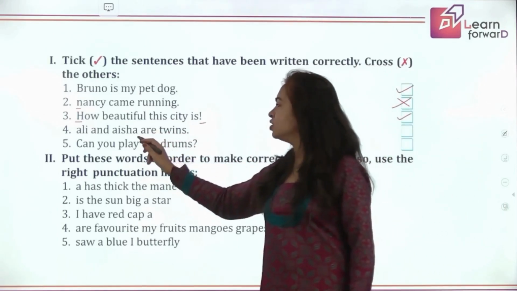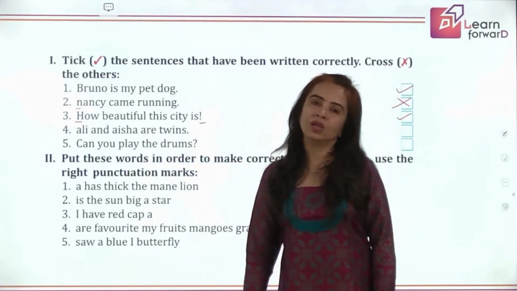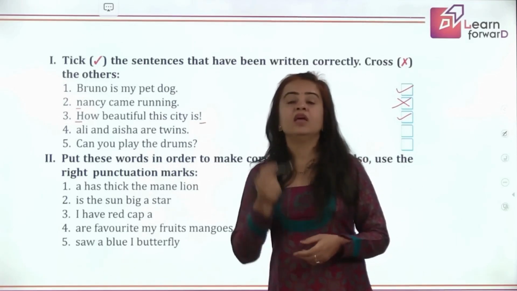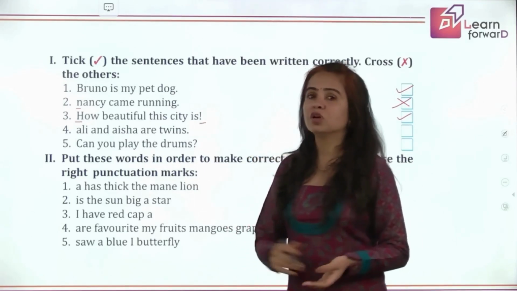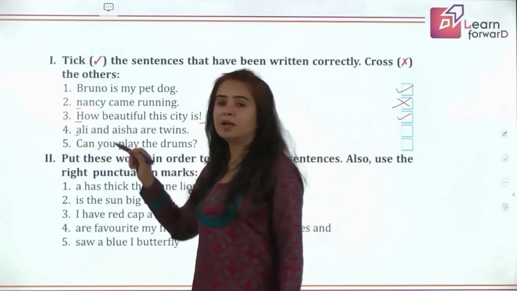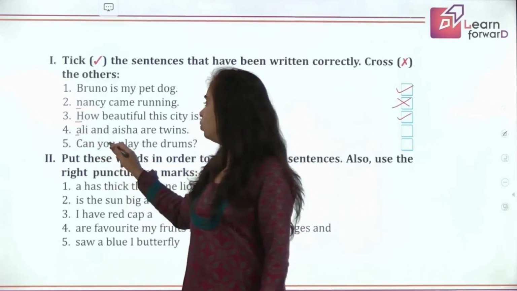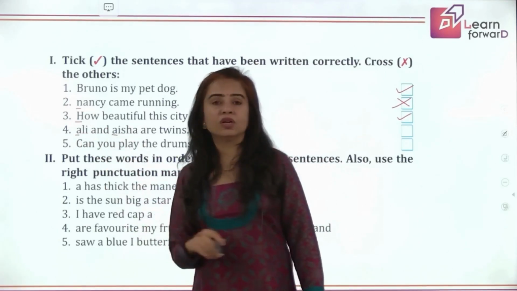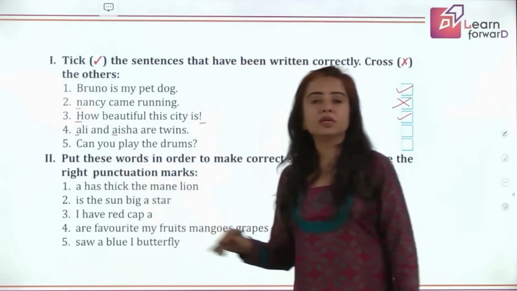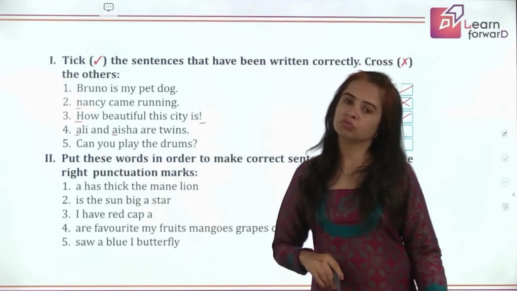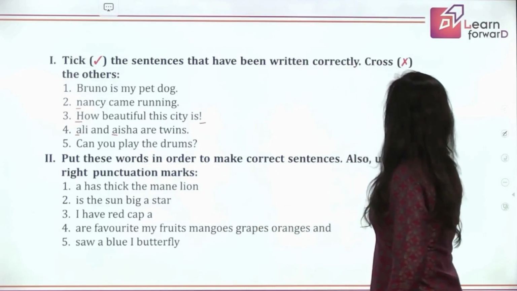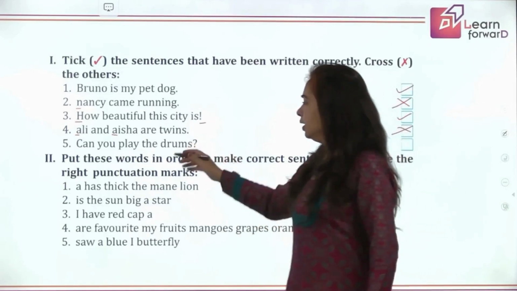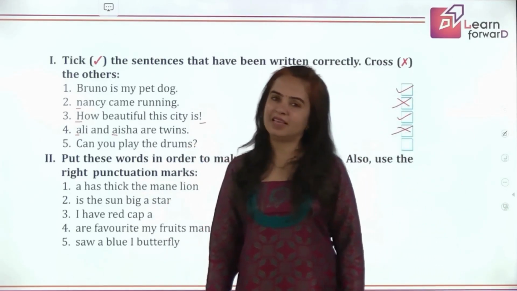Ali and Aisha are twins. Oh, the sentence is okay. We have ended it with a full stop. But what about these? This is the beginning and it is a proper noun also. And this is also not starting with a capital letter, although it is a proper name of somebody. Then it's not written correctly. Can you play the drums? Yes, very good.